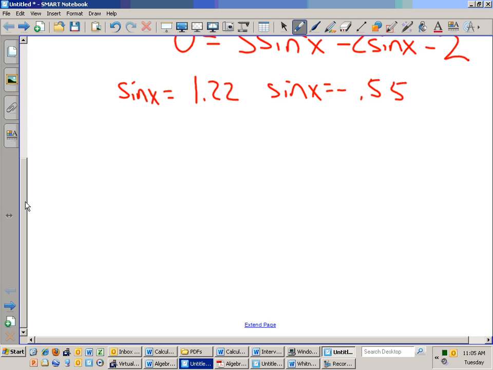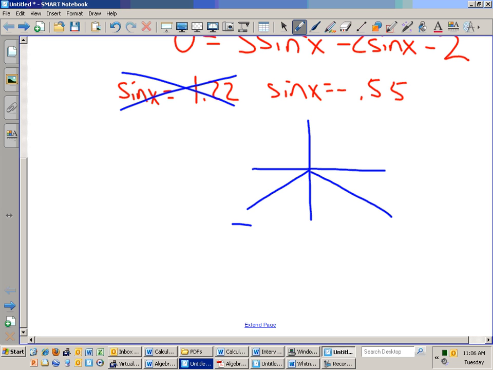Alex. It's more than one, so you can't do this. This is undefined because if you try sine inverse 1.22, you're going to get a domain error. Sine can't take on values greater than 1 or less than -1. So now I move to the other one. Could sine be equal to negative 0.55? Well, sure it could. Where is sine negative? 3 and 4, that's where it's negative.